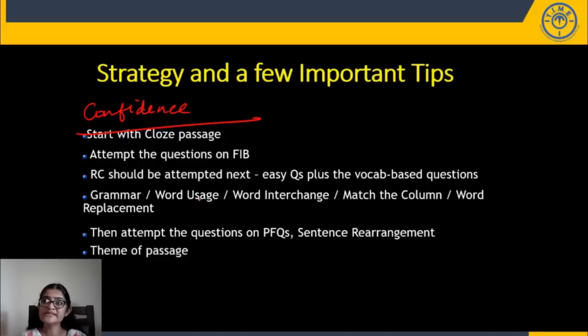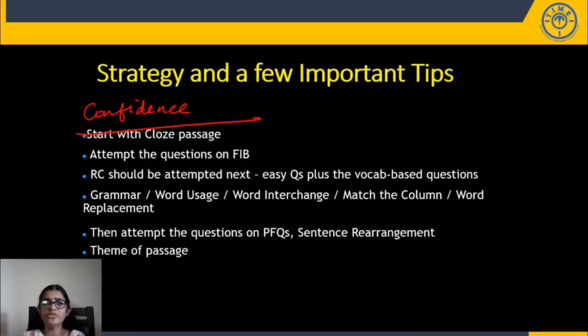If your strengths and weaknesses demand a strategy that is different from what I'm going to discuss today, please go with what works for you. You are the boss of your strategy. This is just a broad suggestion. You may want to start with the cloze passage because at one shot you are getting 5 to 7 marks. Yes, there is a passage to read, but it is always a short passage. Nothing like reading comprehension. It is much shorter than reading comprehension.